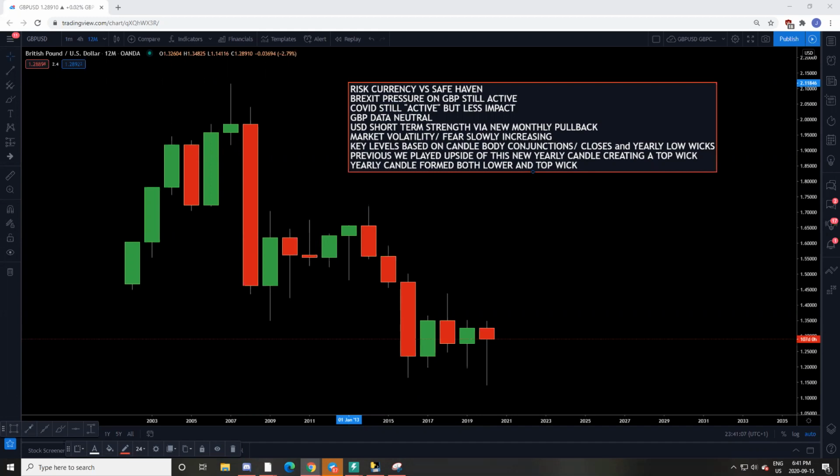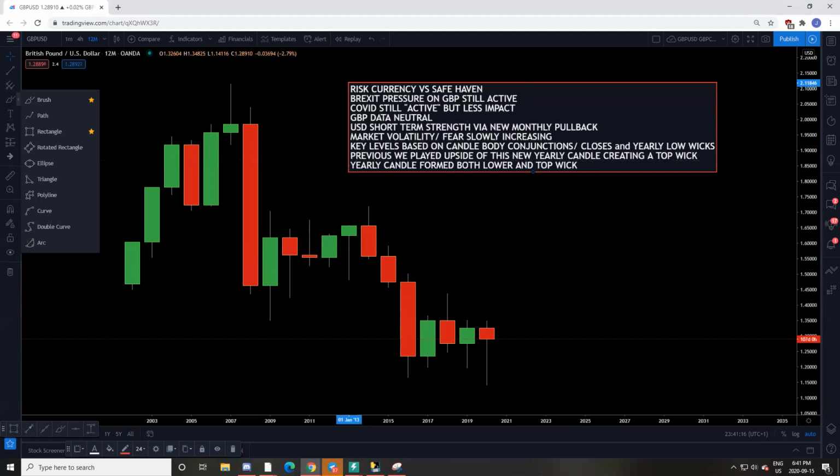If you remember the last GBPUSD breakdown, when price was sitting almost where it is now, we were anticipating that upside because this yearly candle had yet to create any sort of top wick. And you can see that top wick has now been created and rejected exactly at these candle body conjunction points, with the yearly and overall structure still being extremely bearish and a lot of Brexit pressure on GBP still being active, as well as COVID, but overall less impact.